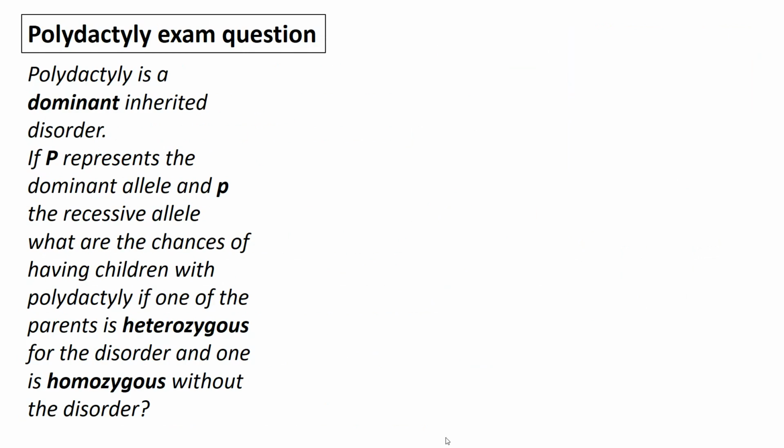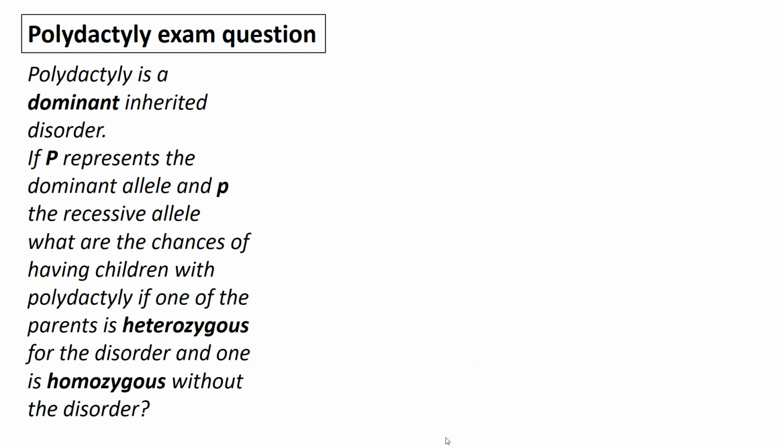An exam question you could be given is one like this, where it says polydactyly is a dominant inherited disorder. If big P represents the dominant allele and little p the recessive allele, what are the chances of having children with polydactyly if one of the parents is heterozygous for the disorder and one is homozygous without the disorder?